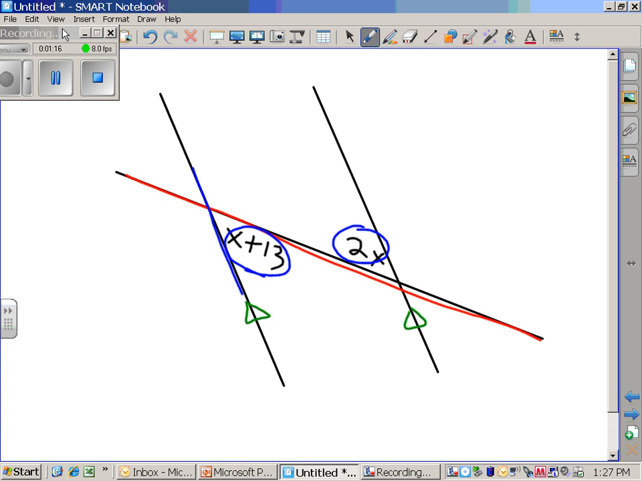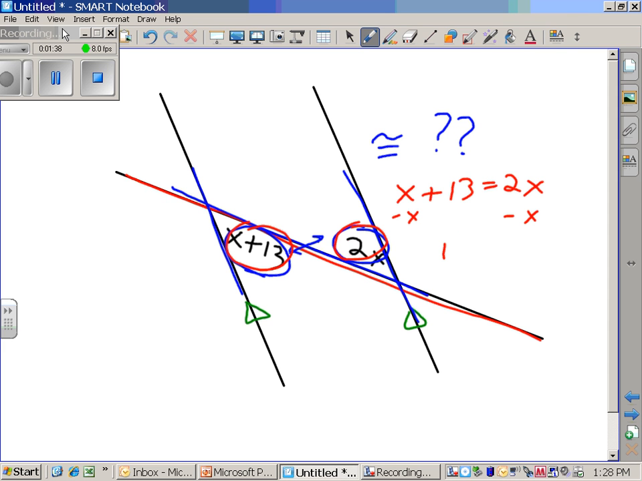And you might say, well, with these two lines cut by this transversal, we have alternate interior angles. So those two are congruent. What does that mean? Well, it means I should be putting these two things on opposite sides of an equal sign. And now all we have to do is subtract x from both sides and we're solved.